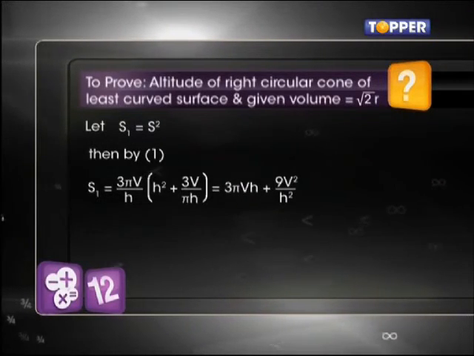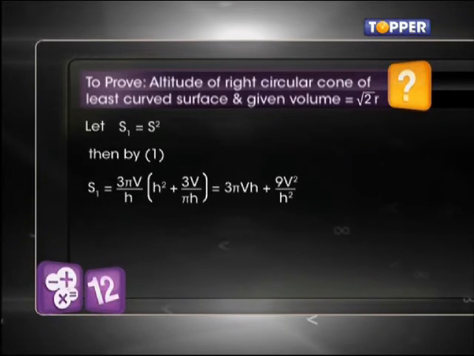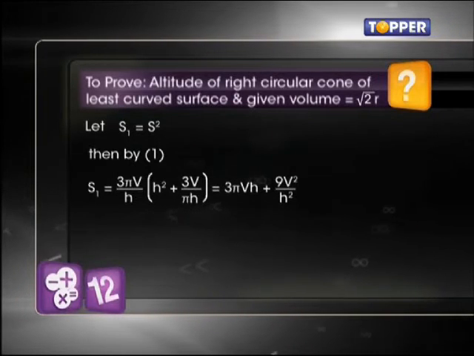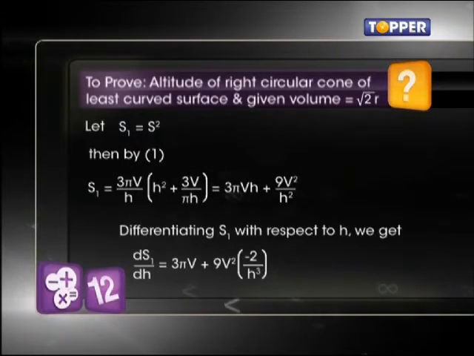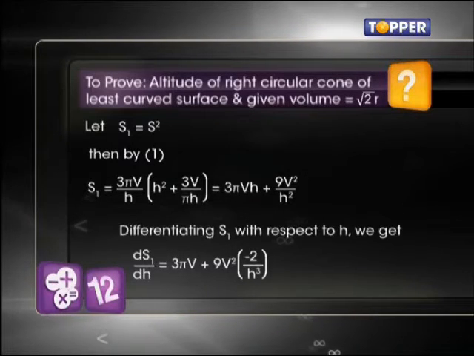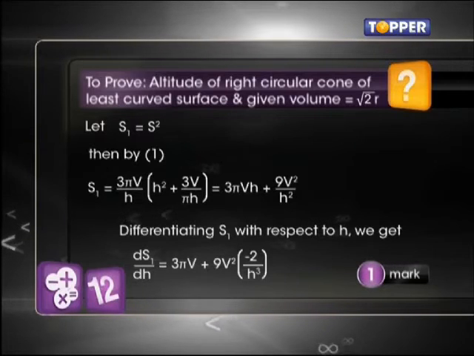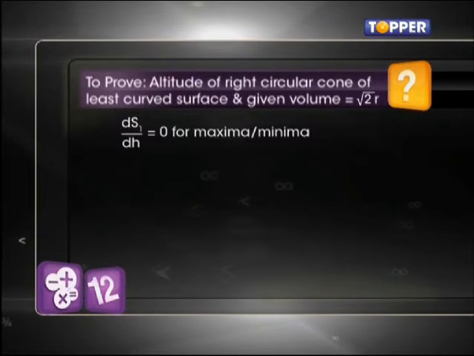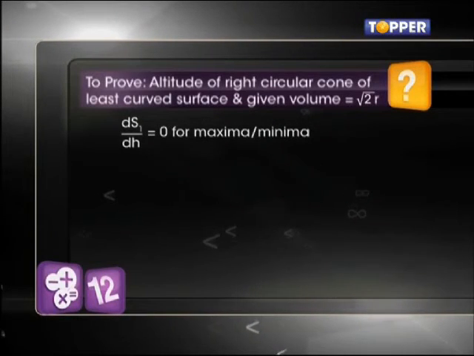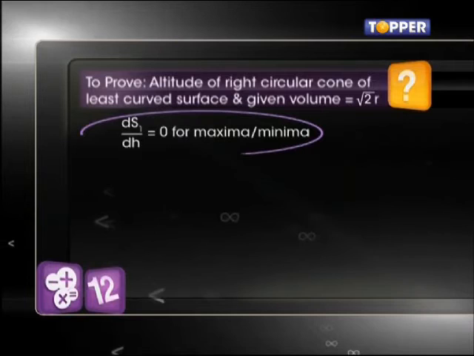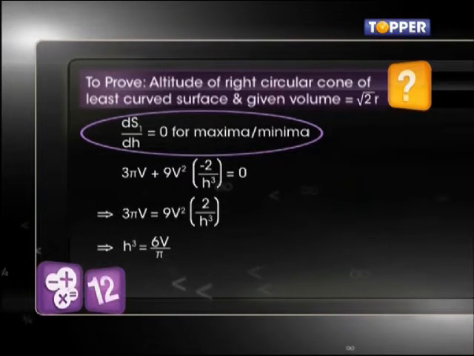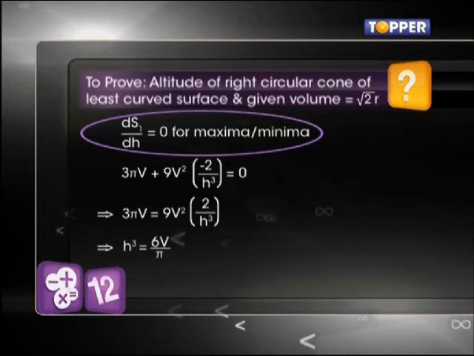Now, the question states that we need to prove that the altitude is equal to square root 2 times the radius for a least curved surface area. So let us find the first and second derivatives of S1 with respect to h. Now, for maxima and minima, we put dS1 upon dh equal to 0. On solving it, we get h cube is equal to 6V upon pi.